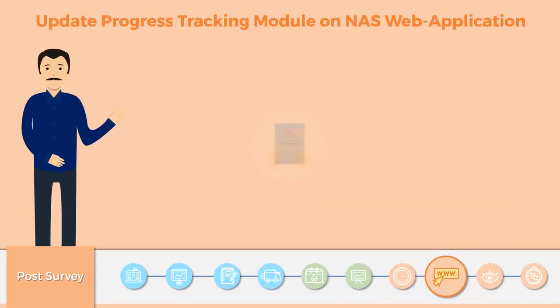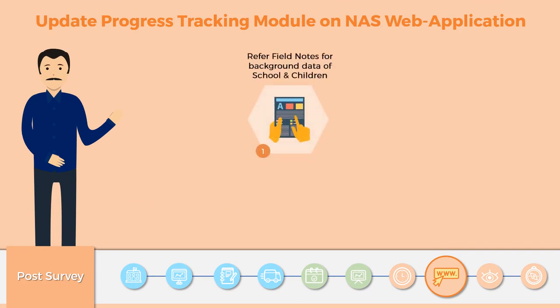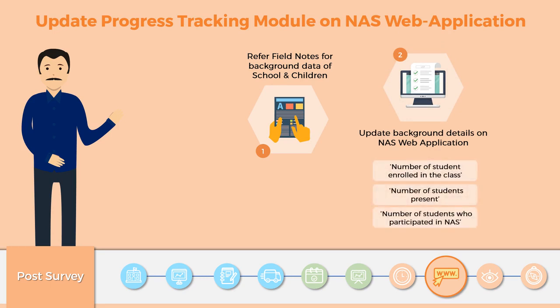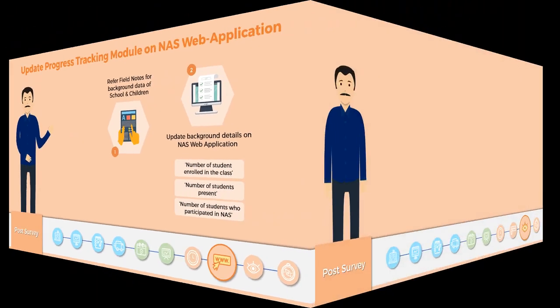From the materials received from field investigator, pick field notes. Using the information in field notes, district coordinator will update the following details on NAS Web Application: number of students enrolled in the class, number of students present, number of students who participated in NAS.